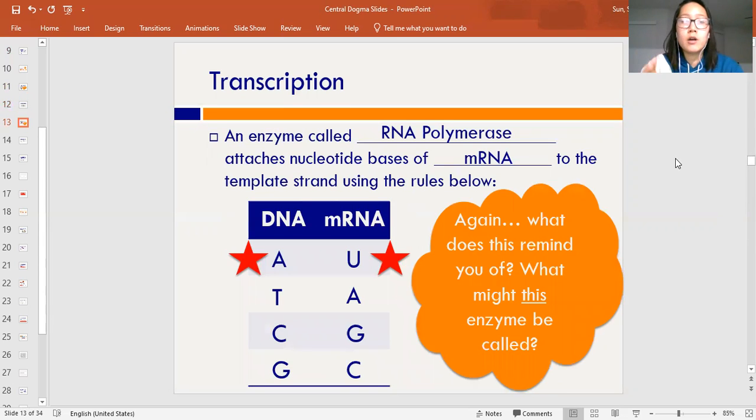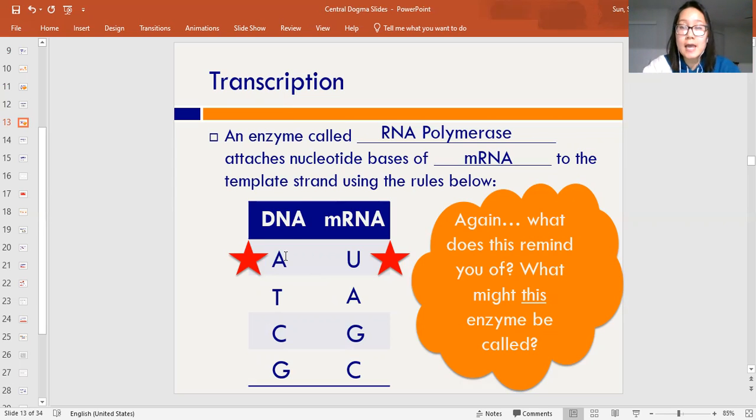An enzyme called RNA polymerase, like I just said, attaches nucleotide bases of mRNA to the template strand using the rules below. So the rules are as here. Like I said, if you have two strands of DNA that are separated, and this is the template strand, the mRNA is going to match the bases on the DNA using the mRNA version, right? In DNA, we have T, which is thymine, but in mRNA, we don't have T's. We only have U's for uracil, okay?